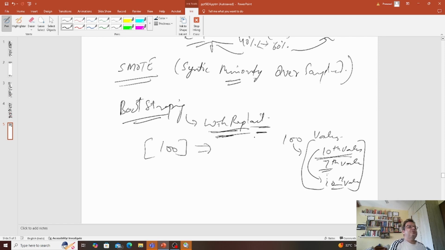Let's suppose there are 100 and you pick 100, of course there will be repetitions. But let's suppose you pick 80 only, then you can have a lot of variations of these 80 sets in which some values will be repeated, some values will not be repeated. So this also gives you more flexibility or more likelihood to test, and then you keep the remaining 20 for your testing. Okay, so that's on the bootstrapping.